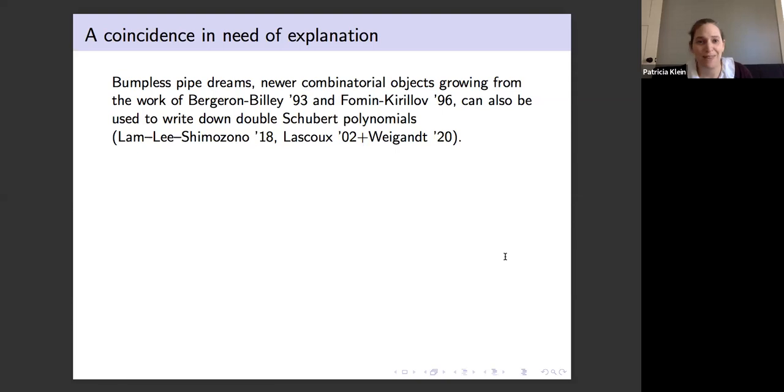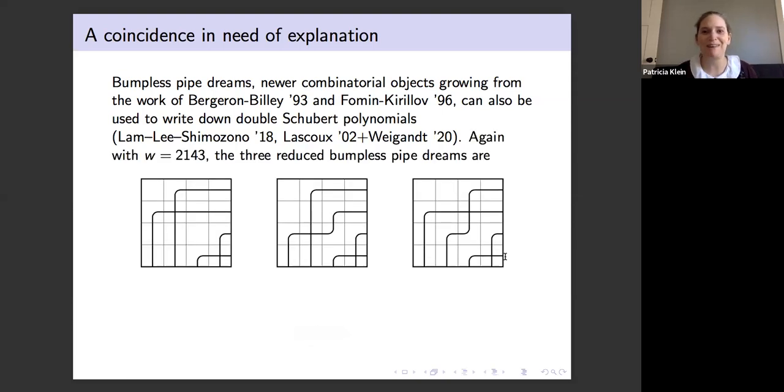Okay, but there's a coincidence. And that coincidence is that there are these other squiggles. These other squiggles are called bumpless pipe dreams. And they were introduced in that name by Lam, Lee and Shimozono in '18. They were previously in the literature due to Lascoux as the six-vertex ice model. And then Anna Weigandt explained how they were the same, and shored up some of the, Lascoux's not the most careful. I mean, now he's dead, but he wasn't the most careful.